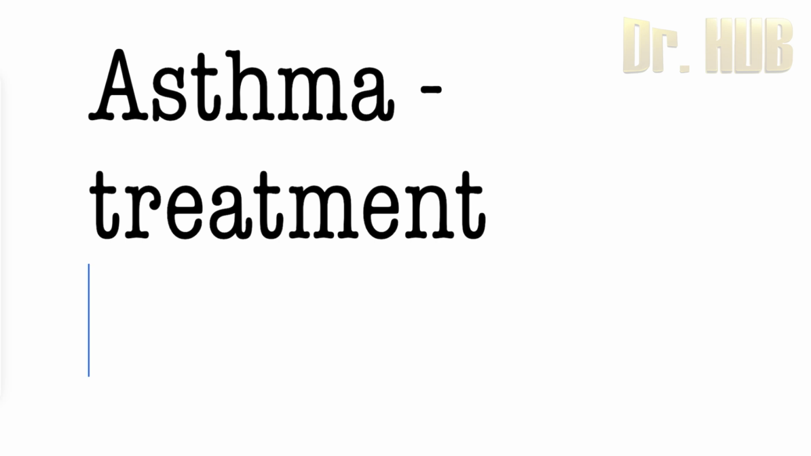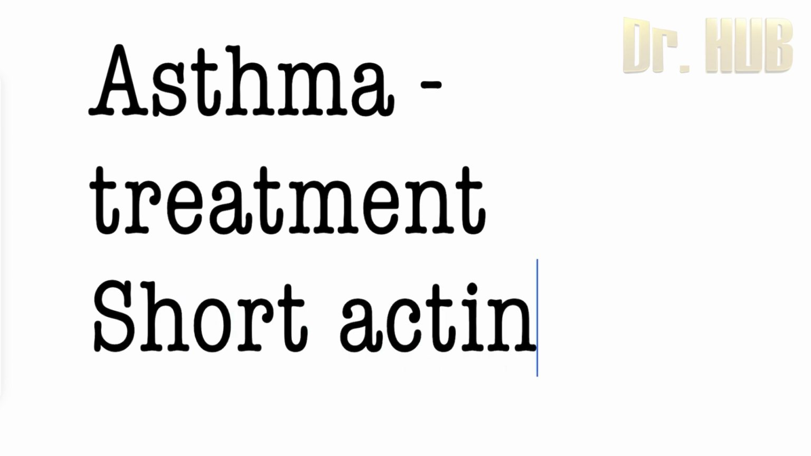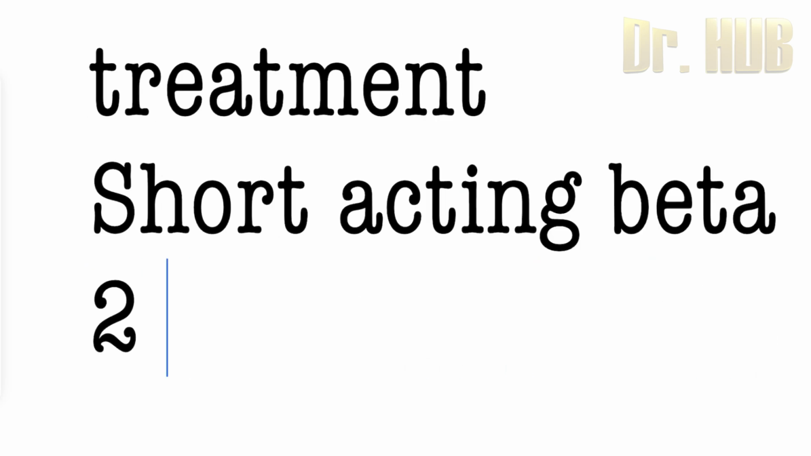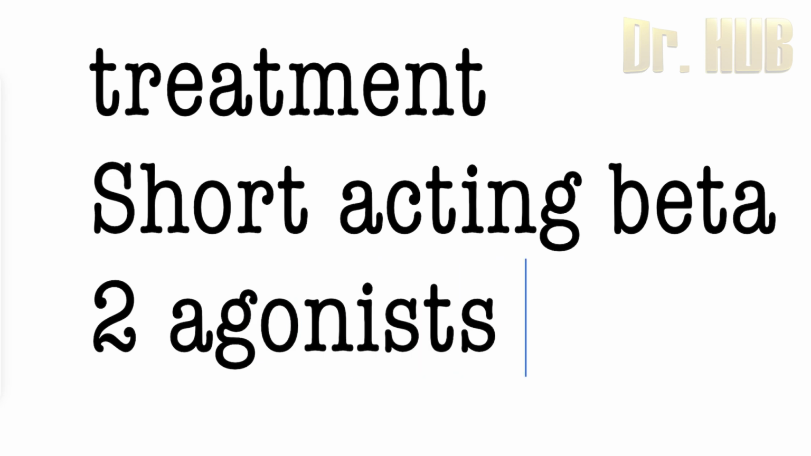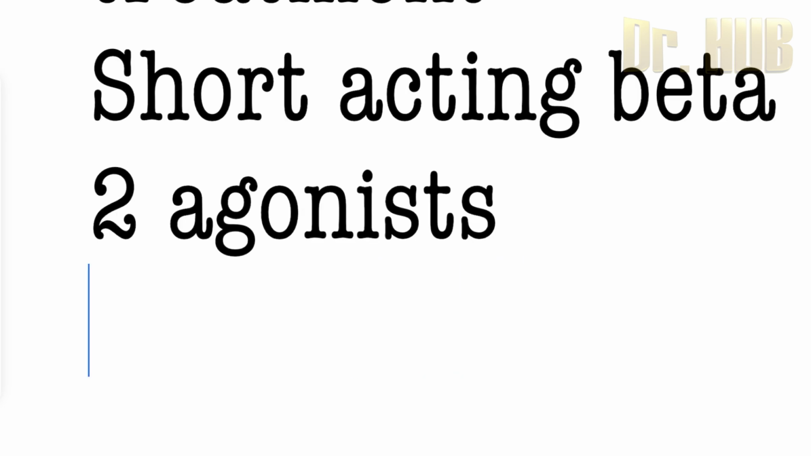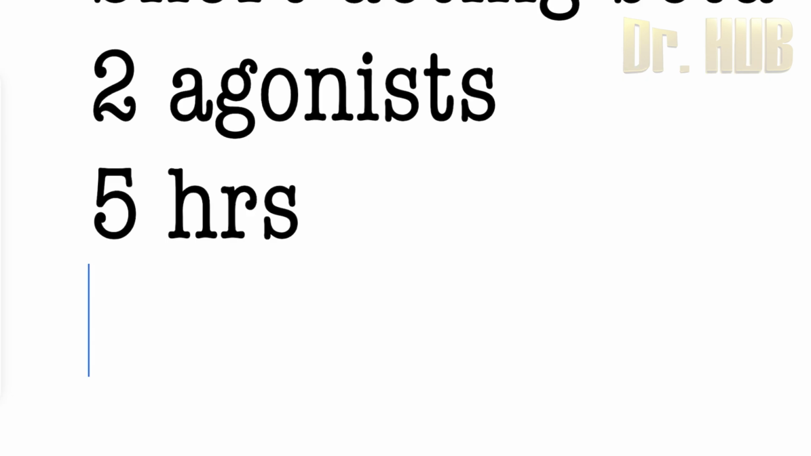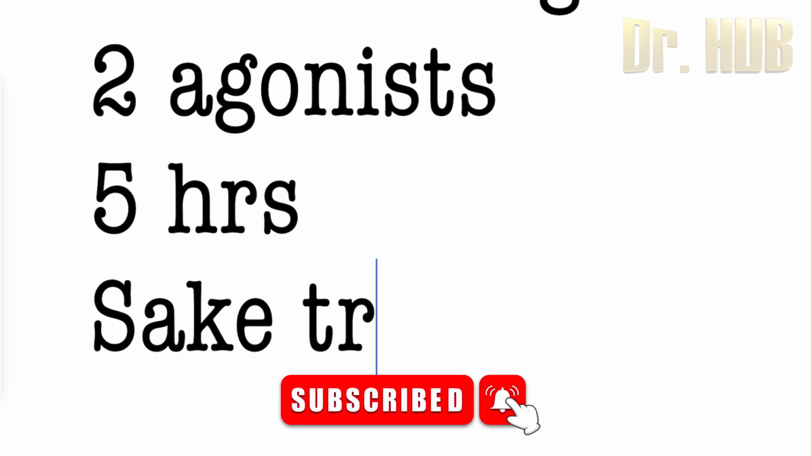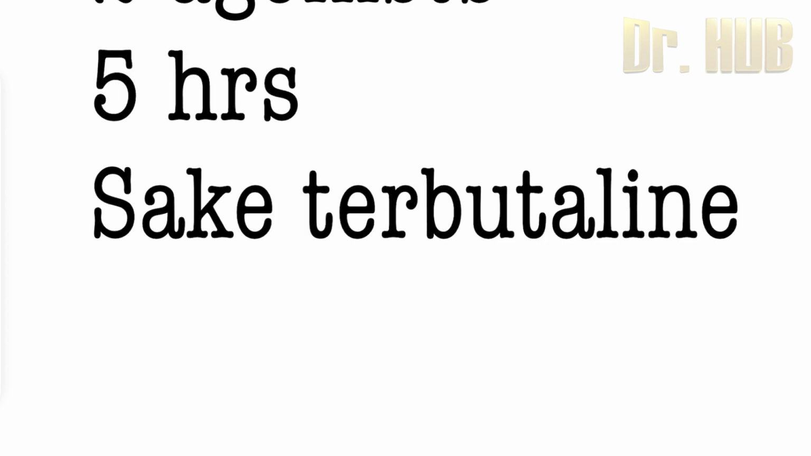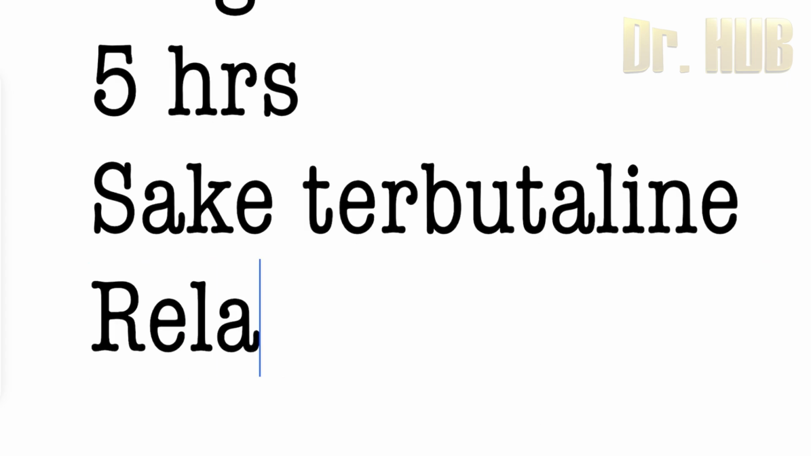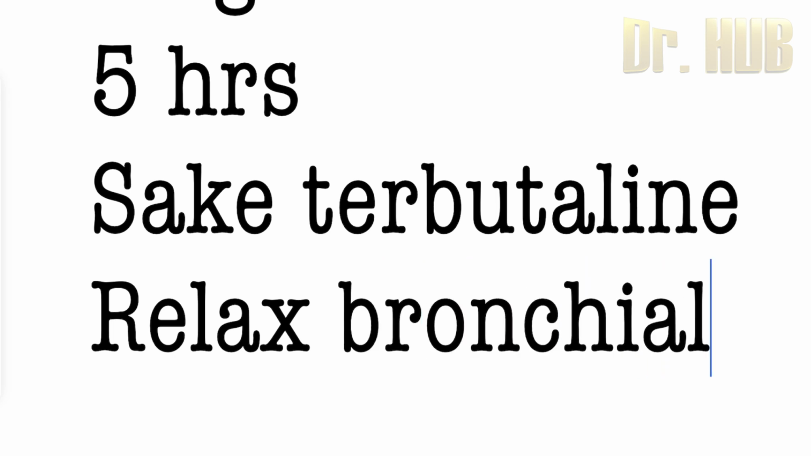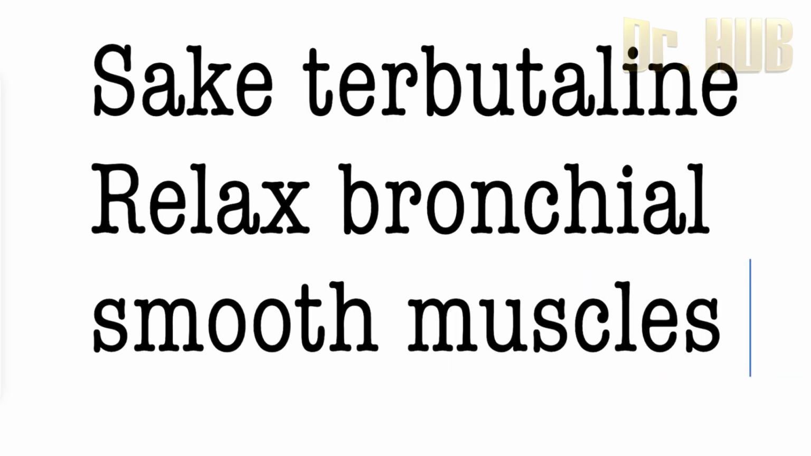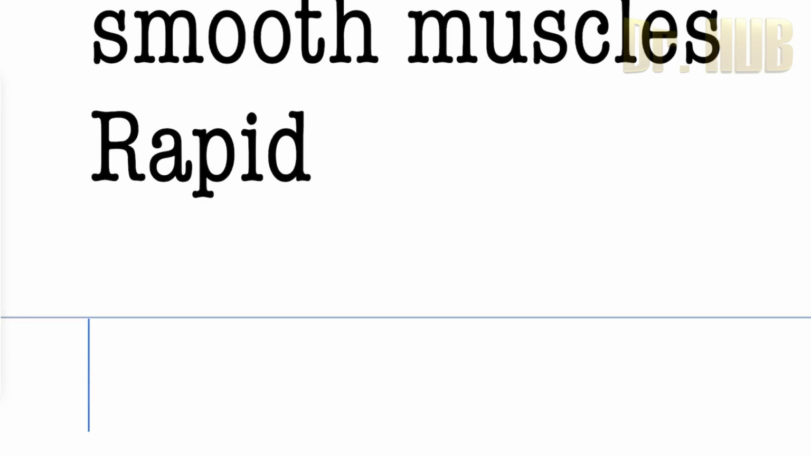So first, the type of category is the short-acting beta-2 agonist. The time period here is about 4 to 5 hours. The drugs include salbutamol and terbutaline. They are bronchodilators that relax the bronchial smooth muscles and have a rapid onset of action.